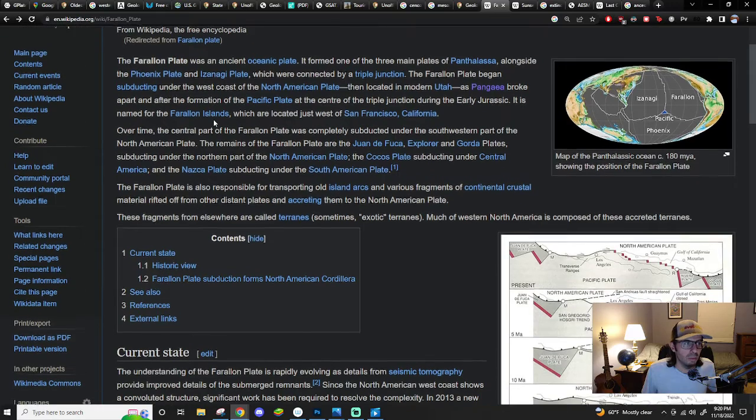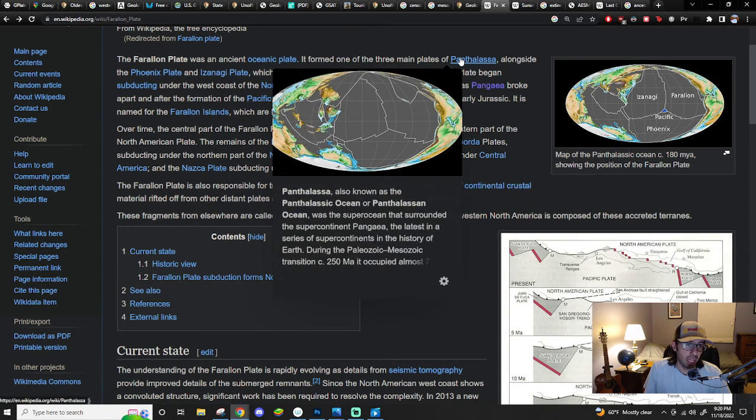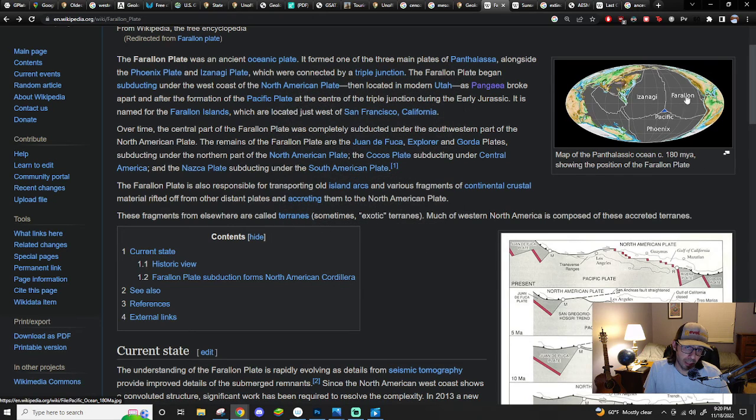Now, the Farallon plate was an ancient oceanic plate. It formed one of the 3 main plates of Panthalassa, which is, I guess, the Panthalassic. Okay, so 180. That's not ancient, that's during the Earth's expansion process. So that was, if anything, it was this plate.